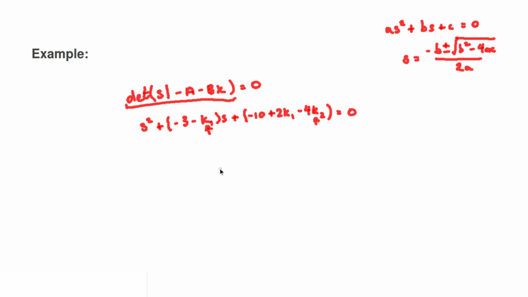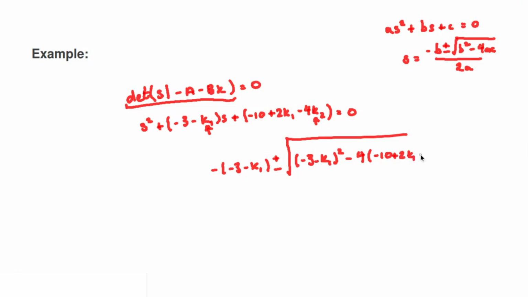And doing that shows that our pole locations are given by minus b, so b is just minus 3 minus K1, plus or minus the square root of something enormous, which is minus 3 minus K1 squared, so that's b squared, minus 4, a is equal to 1, and c is equal to this horrible thing, minus 10 plus 2K1 minus 4K2. And all of that divided by 2.